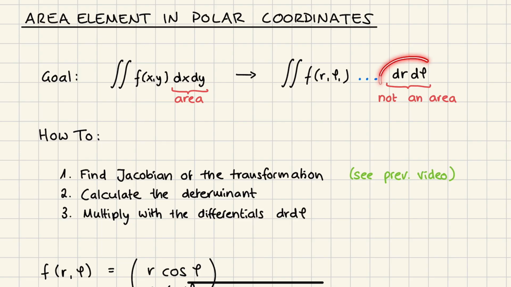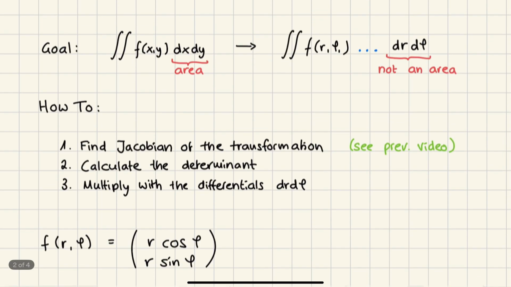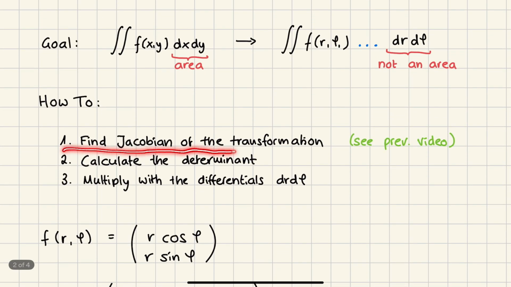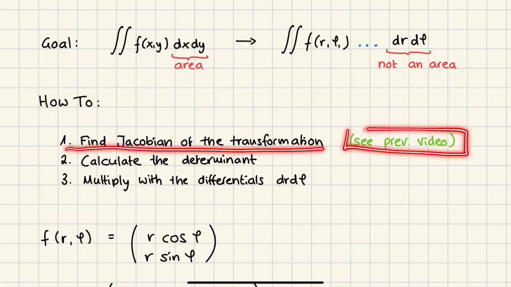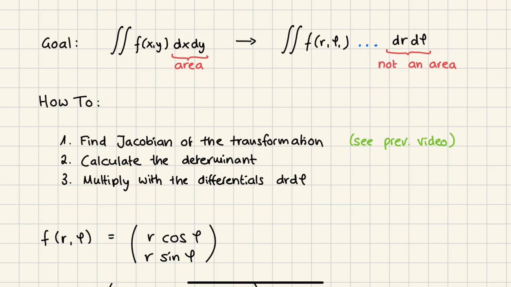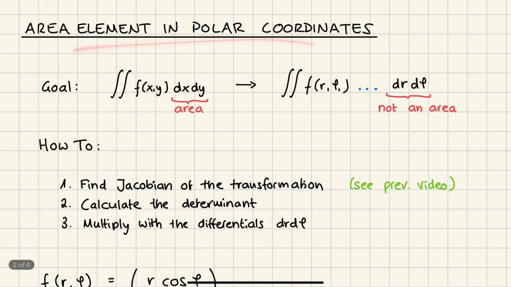And the way we're going to find that factor is the following. Firstly, we're going to have to find the Jacobian of the transformation, in our case from Cartesian coordinates into polar coordinates. We already did exactly that in a previous video, so I will link it in the description below, and we can treat the Jacobian as given for this video. Secondly, we're going to have to calculate the determinant of the Jacobian. And thirdly, we're going to have to multiply that determinant with the differentials dr and dphi. And that product is our area element for polar coordinates.